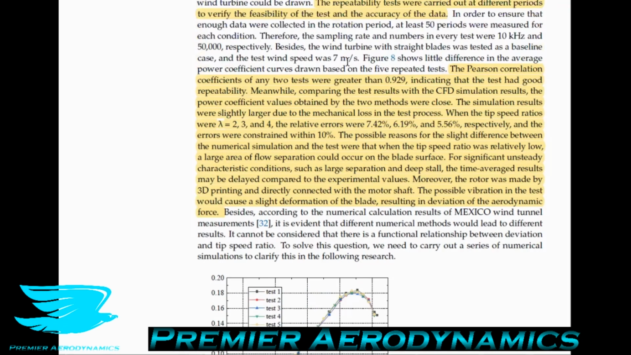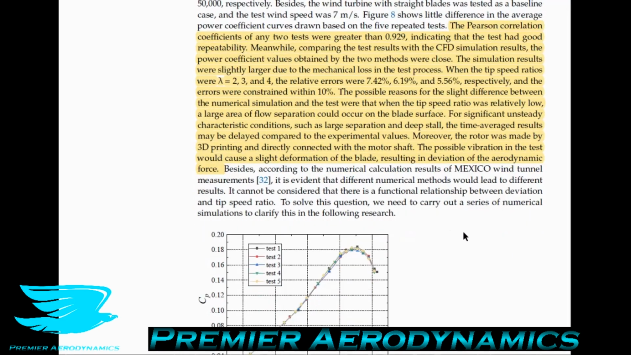And you can see here that they land bang on each other. So that's very nice. They say that if the Pearson correlation coefficient of any two tests was greater than 0.929, then that meant it was good repeatability. Meanwhile, comparing the test results with the CFD simulation results, the power coefficient values obtained by the two methods were close. The simulation results were slightly larger due to the mechanical loss in the test procedure.